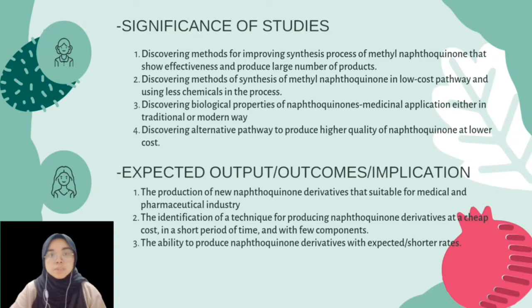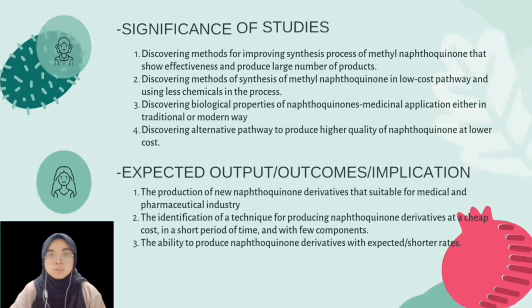So in this research, the expected outputs or implications are the production of new naphthoquinone derivatives that are suitable for medicinal and pharmaceutical chemistry, the identification of the need for producing naphthoquinone derivatives at a cheap cost in a short period of time and with few components. Lastly, the ability to produce naphthoquinone derivatives with expected yields.